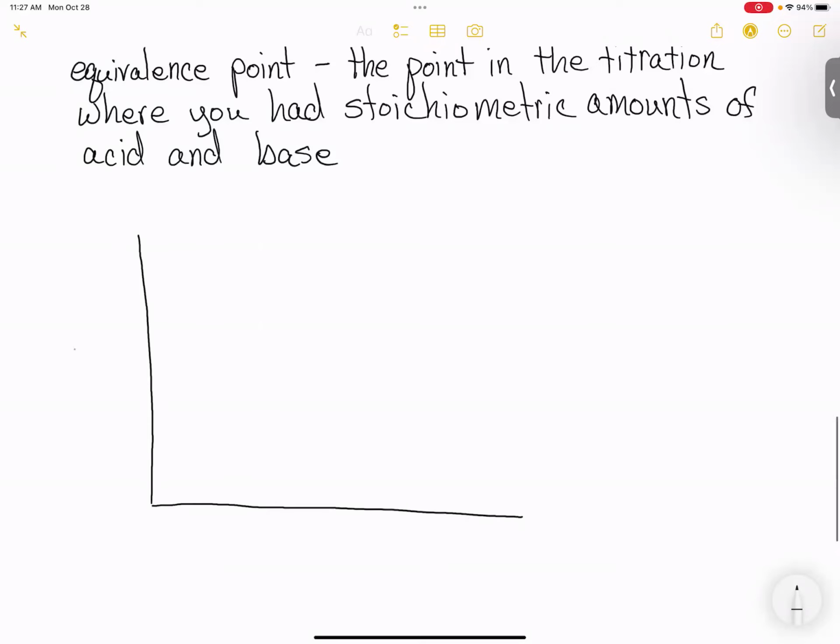When you do a strong acid, strong base titration, what you're going to do is graph the volume of titrant versus the pH.